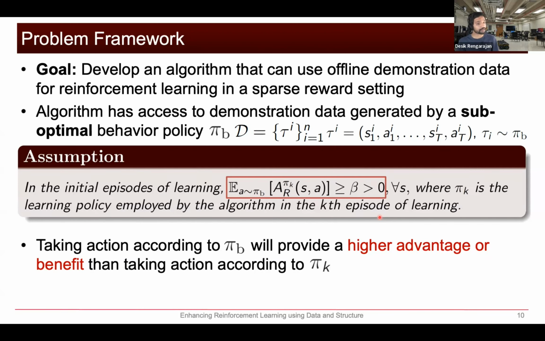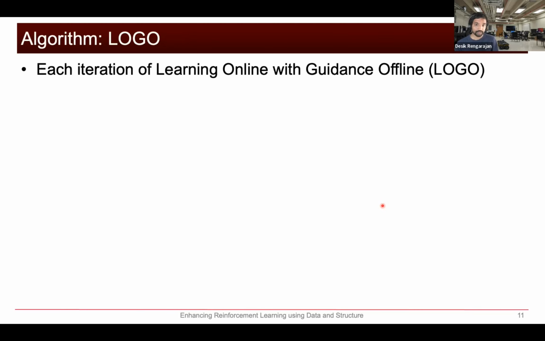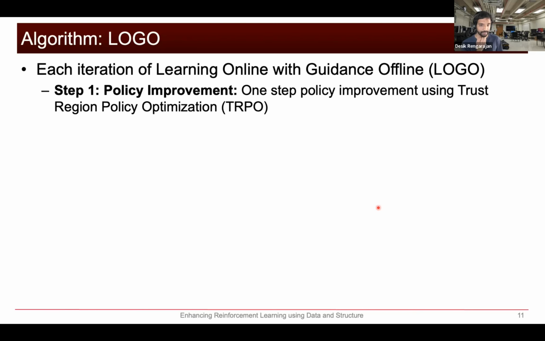This is done to essentially show that our algorithm works in theory. So what is our algorithm? Our algorithm is known as LOGO, or Learning Online with Guidance Offline, and it consists of 2 steps. The first step is known as the policy improvement step, which consists of 1 step of policy improvement performed using the trust region policy optimization algorithm, or TRPO algorithm, where TRPO is this popular reinforcement learning algorithm which is used for policy learning.